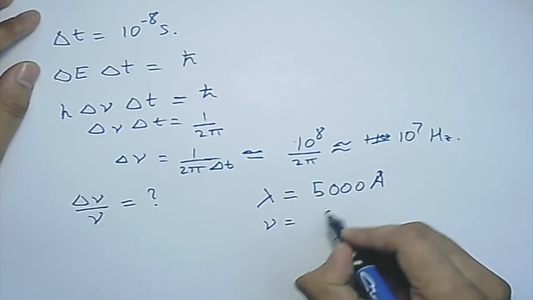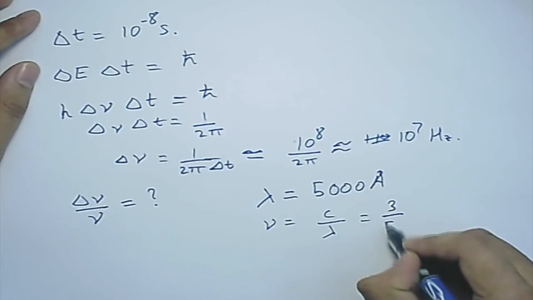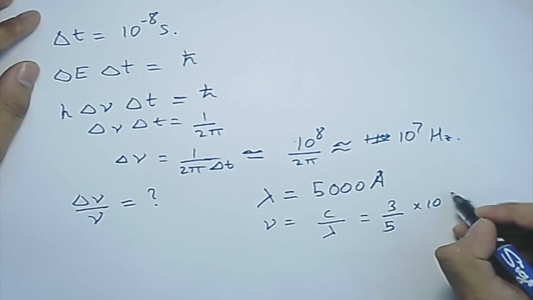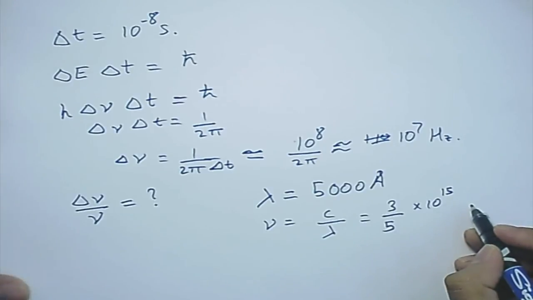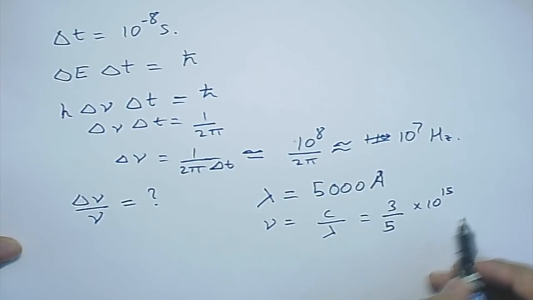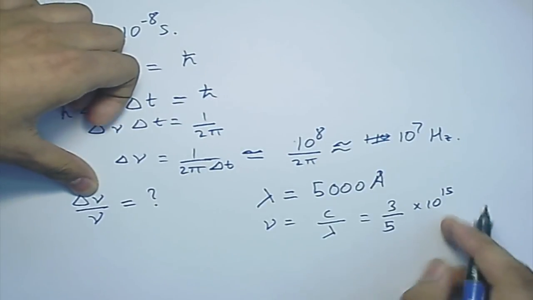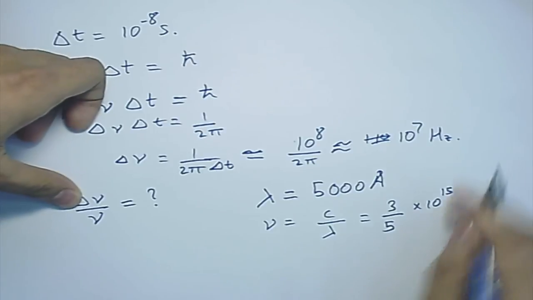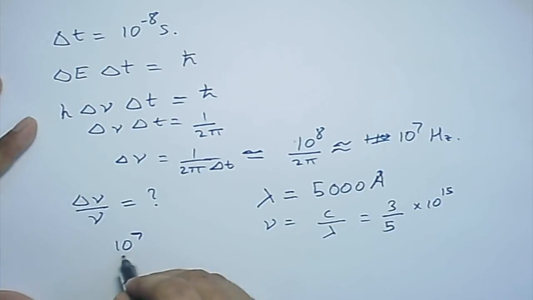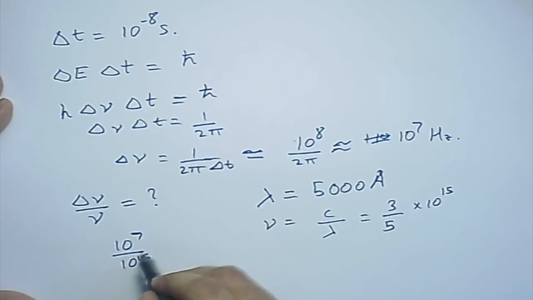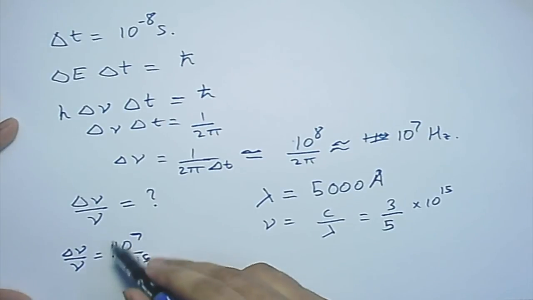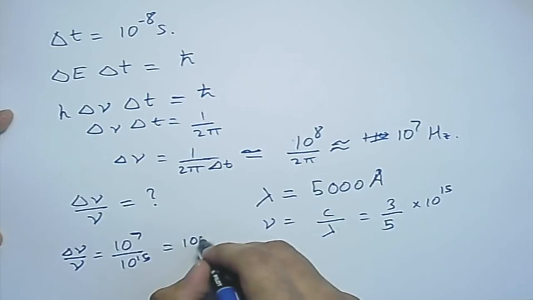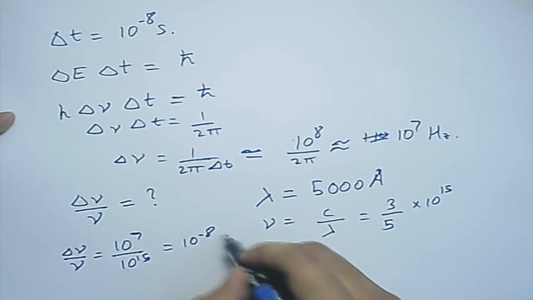Now we can simply do the calculations and find the frequency. Frequency would be equal to c over lambda, which would turn out to be 3 over 5 times 10 to the 8 times 10 to the minus 7. So that will be 10 to the 15. So this is the frequency of light. And so the fractional uncertainty in the frequency would be simply 10 to the 7 over 10 to the 15. We can ignore the 3/5. So delta nu over nu is given by this. We see that it's a very small factor, of the order of 10 to the minus 8.